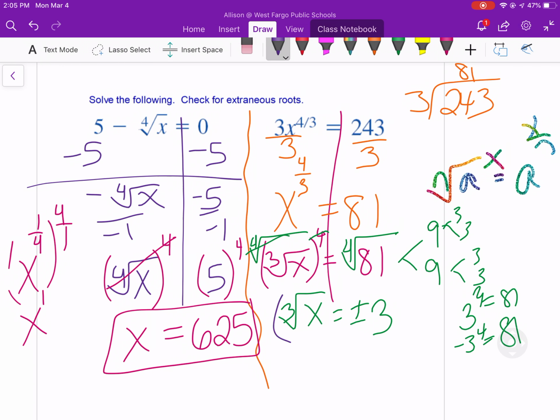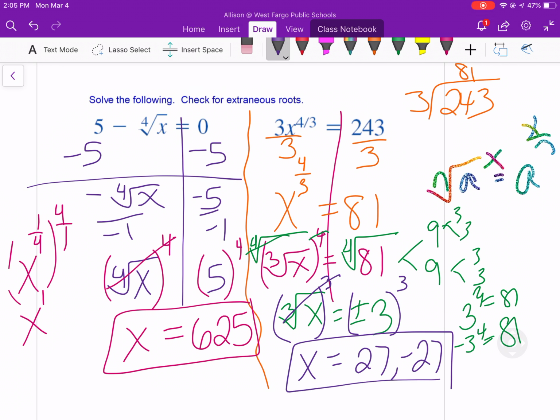Then we'll undo the cube root by taking it to the third power, so to the third power on both sides. The cube root of x to the third power is going to be x, and 3 cubed is 27, negative 3 cubed is negative 27. So you get plus or minus 27 as your answer. So just inverse operations.